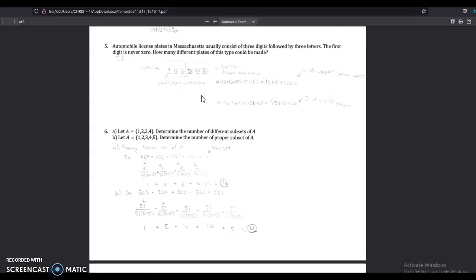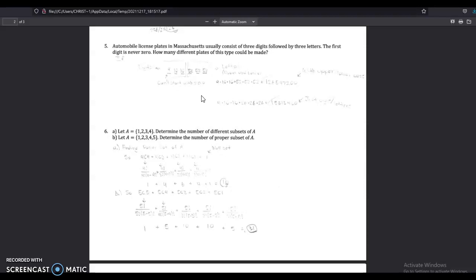It asks, automobile license plates in Massachusetts usually consist of 3 digits followed by 3 letters. The first digit is never 0. How many different plates of this type can be made? The way I thought about it is that we have 6 different placeholders. 3 of those placeholders will have digits going from 0 to 9, and the other 3 will have letters, both lowercase A to Z and uppercase A to Z. So 26 times 2, which is 52.